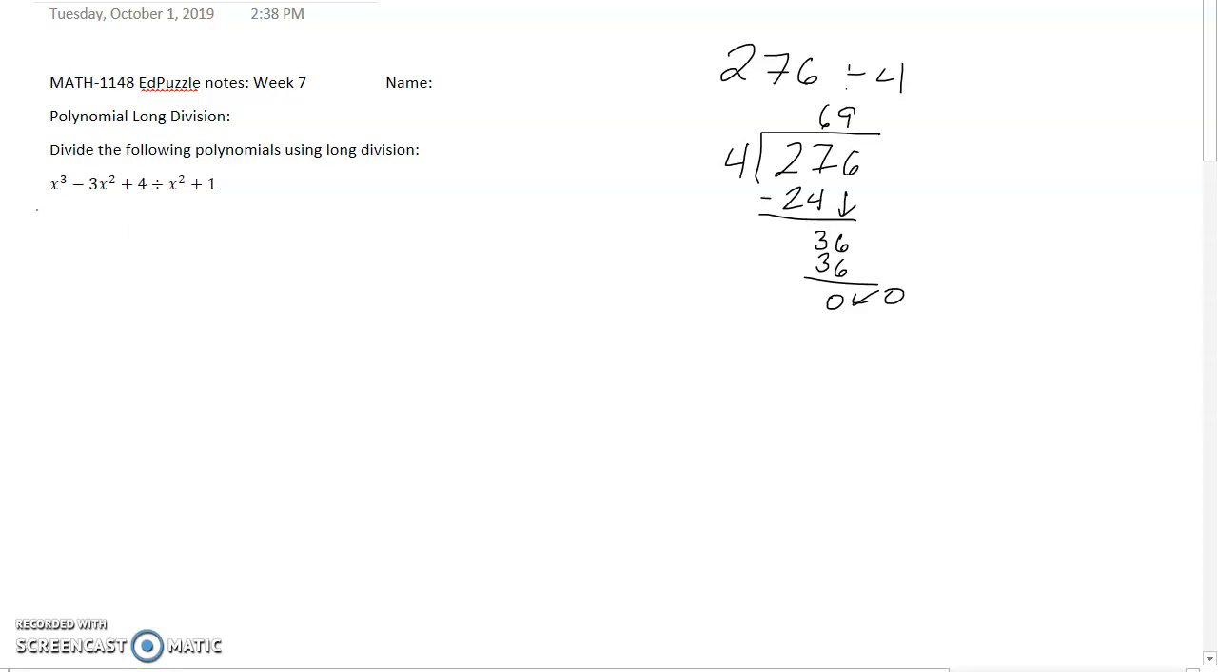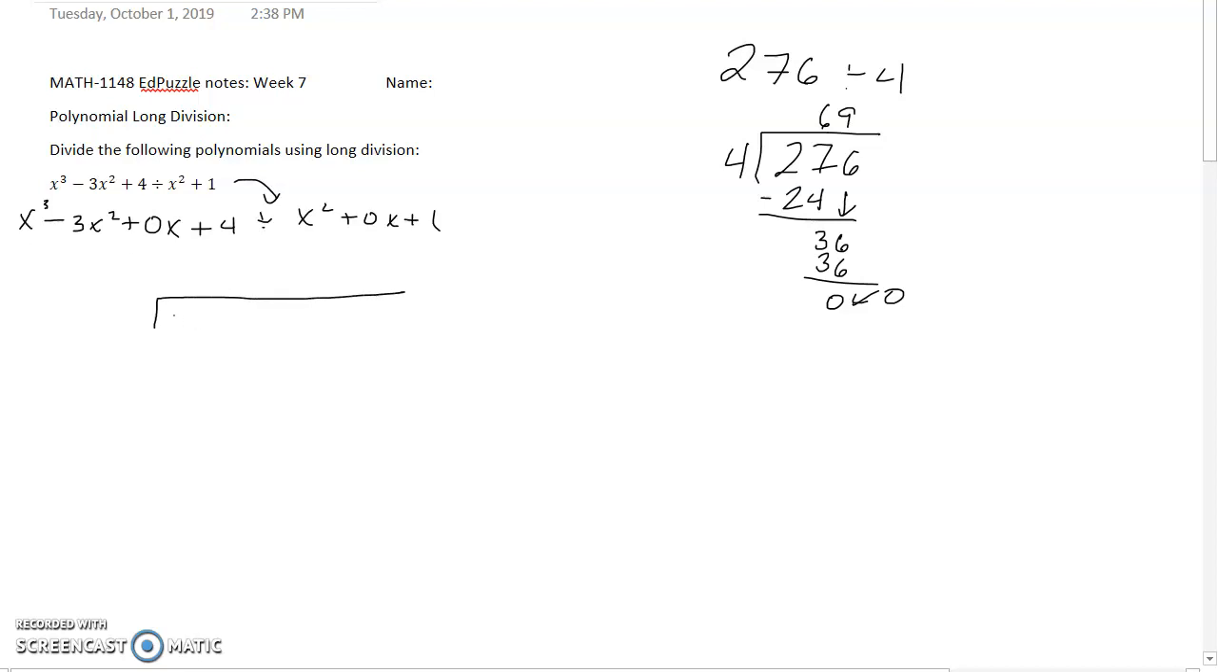Now before I start this problem, one thing I want to do is give every term a coefficient. So we have 1x cubed minus 3x squared plus 0x plus 4. And then this is divided by x squared plus 0x plus 1. It's really important that we have all of our terms represented here. Now we're going to set up this polynomial long division problem.